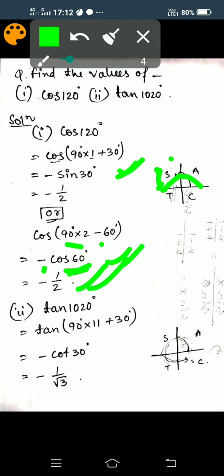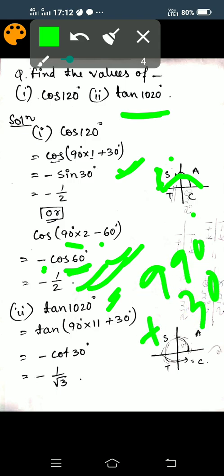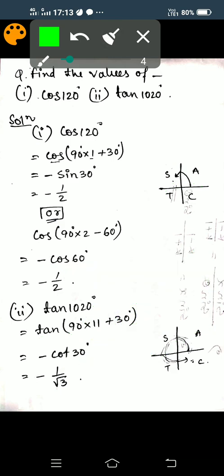Now for the bigger angle, 1020 degree. Similarly break it, don't take tension. So 1020 we can break like this: 90 into 11, 90 into 11 is what, 990, plus 30 will be 1020, no? So 90 into 11 plus 30. Now see, 11 is an odd number, that means odd multiple of 90, so the function will change, tan to cot. So tan to cot, and put this acute angle 30 degree. Now we have to check for the sign.